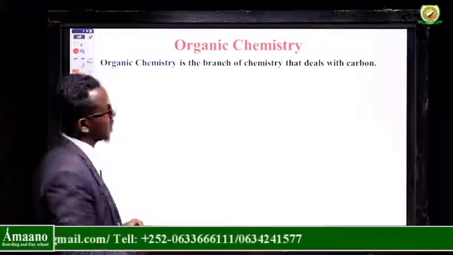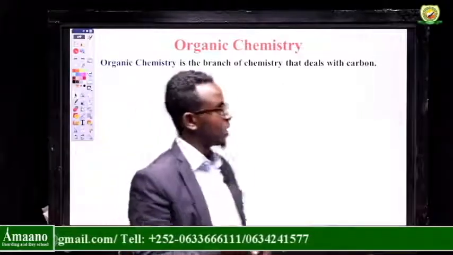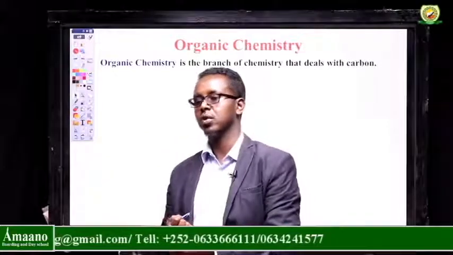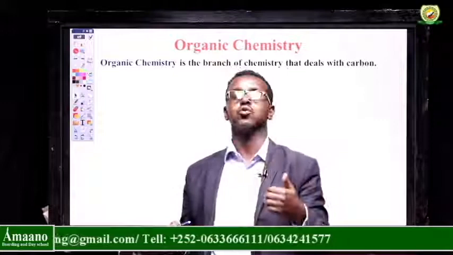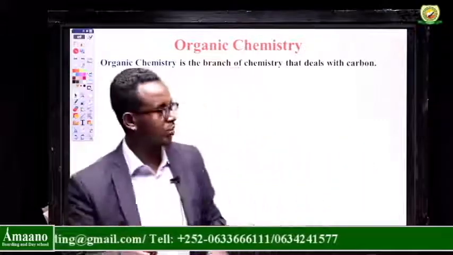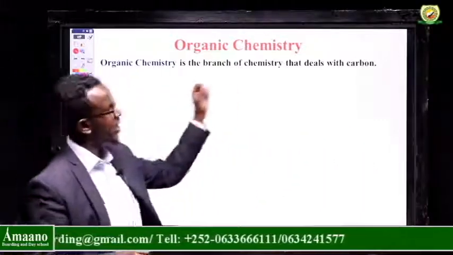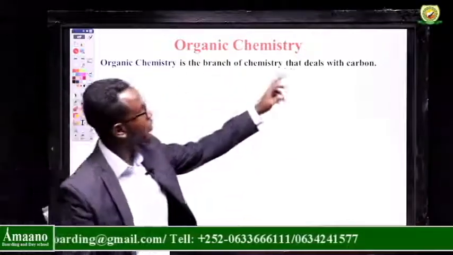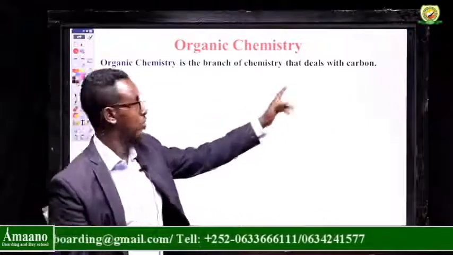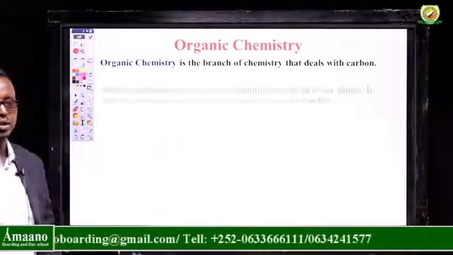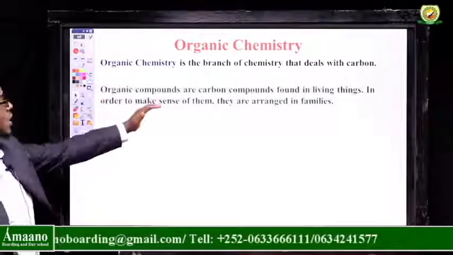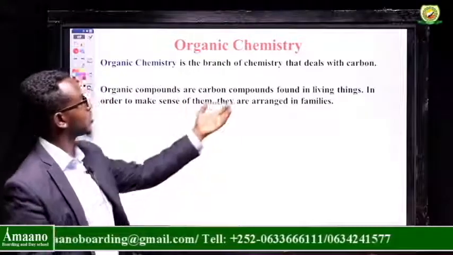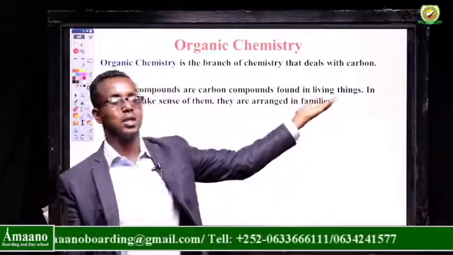Can we put it another way? Yes, we can say it is the study of natural substances. Why are we saying so? Because most natural substances contain carbon. That's why we are saying organic chemistry is the study of natural substances. If it deals with carbon, it contains carbon compounds. So organic compounds are carbon compounds. Where can we get carbon compounds? Most of the organic compounds we get from living things, say plants and animals.